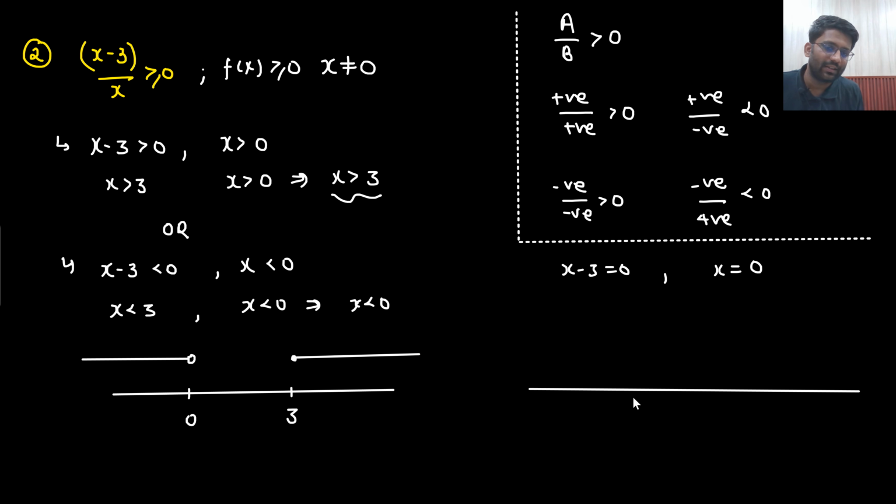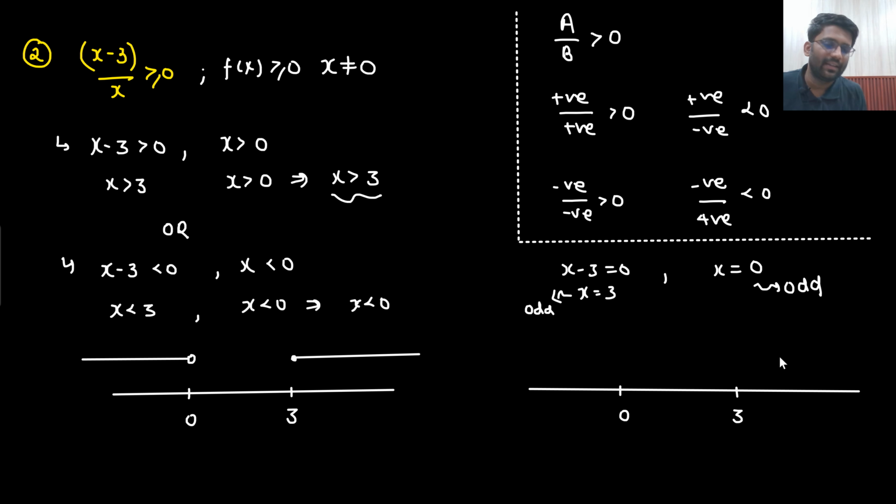So what roots are you getting? 3 and 0. So 0 and 3. Again, see what is the power here? Even power, right? Odd power, odd power. Here also there was x equals 3 we are getting. So this is odd power and this is odd power. So odd power and odd power we are getting.